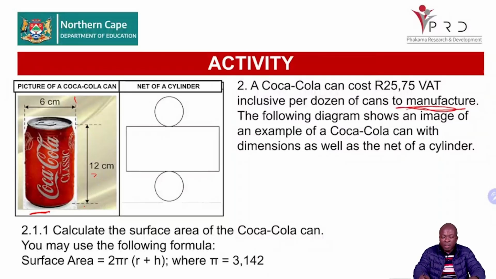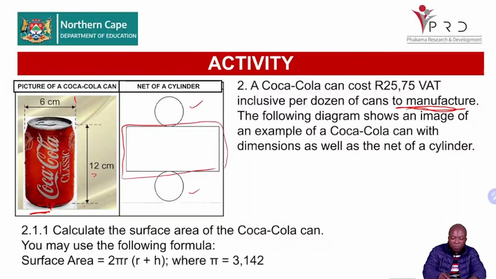The following diagram shows an image of an example of a Coca-Cola can with dimensions as well as the net of a cylinder. So here is the can, and then when you open it up, this is the top, this is the lid, and then this is the drum, which we fold so that we can get the whole cylinder. 2.1.1. Calculate the surface area of the Coca-Cola can. You may use the formula 2 pi r into bracket r plus h, where pi equals 3.142.